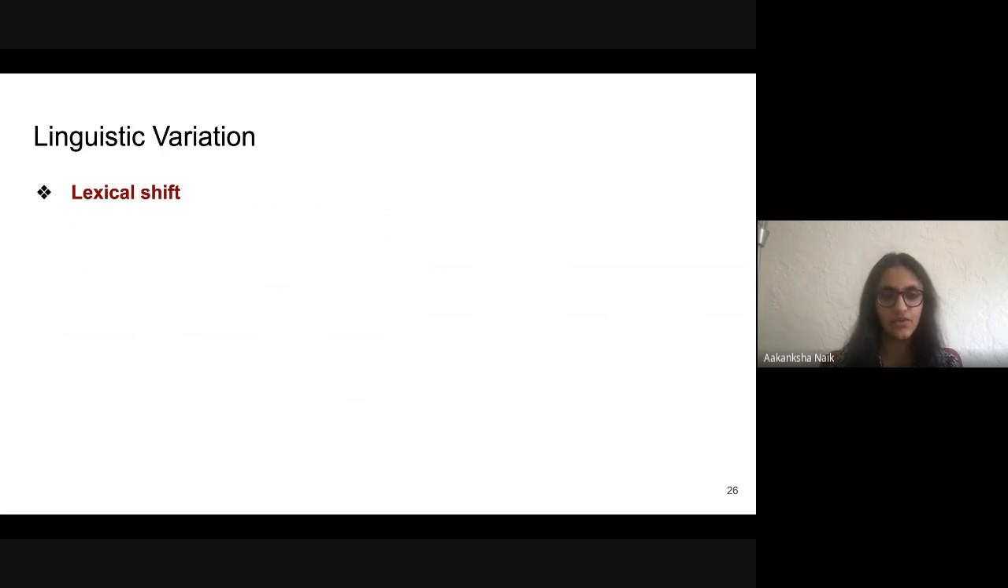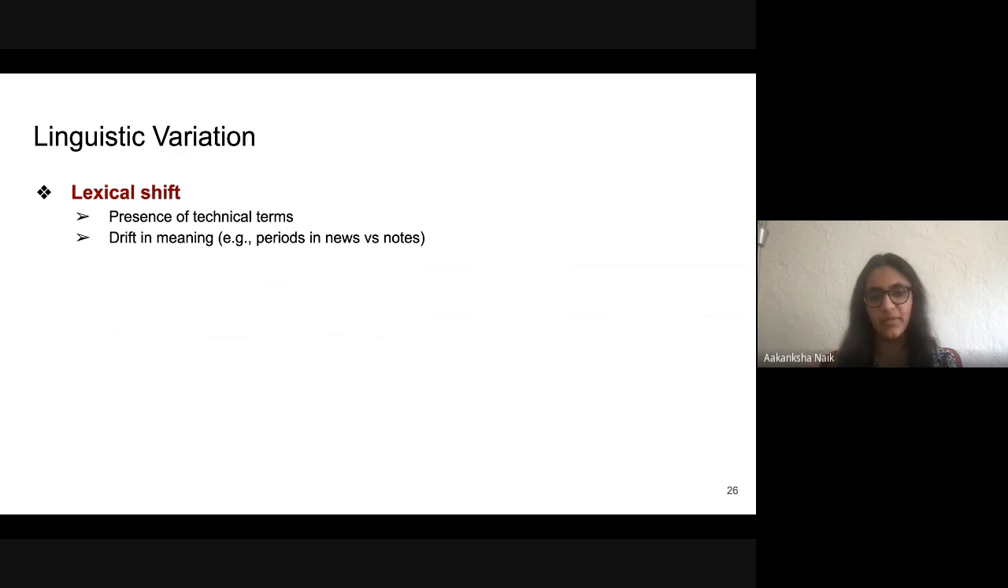The first dimension of variation that we looked at was lexical shift, which manifests in clinical text as the presence of highly technical terms, as well as terms that have a drift in meaning when they are used in clinical contexts versus when they are used in news contexts. So an example of this is the word periods, which typically refers to times in news, but refers to different things in clinical notes.